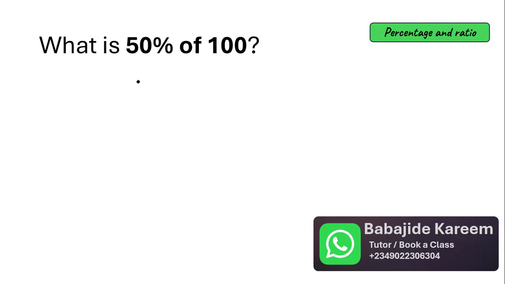Yeah, so when you have a question like this that says 50% of 100, this is a very easy question. All you have to do is say 50 over 100, that's 50%, of, same as multiplication, 100. The 100 will cancel the 100 and your answer would be 50.